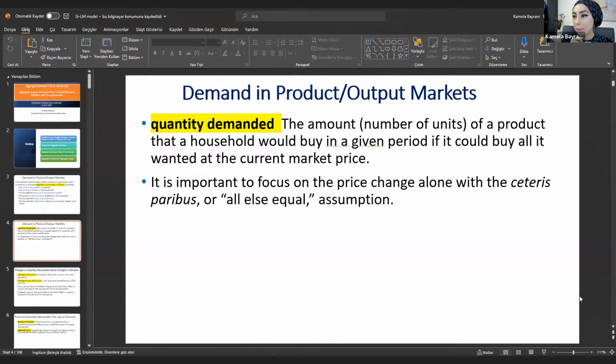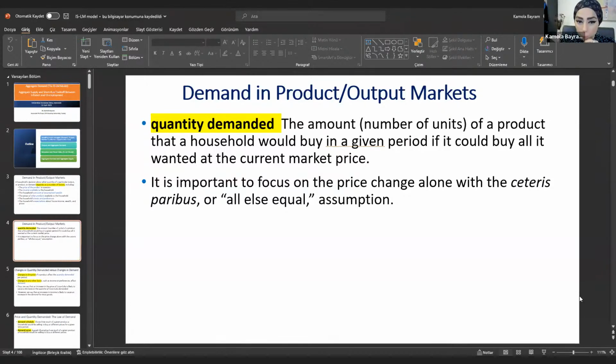For example, let's say you have a baby and you are going to buy baby feed for your baby. You are not going to buy more than you need, even if I give it to you for free. So the quantity demanded actually is the amount you need plus the money you can pay, so what you can afford. That's the quantity demanded.